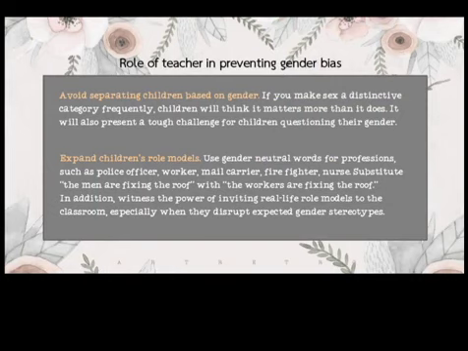Avoid separating children based on gender. If you make sex a distinctive category frequently, children will think it matters more than it does. It will also present a tough challenge for children questioning their gender.